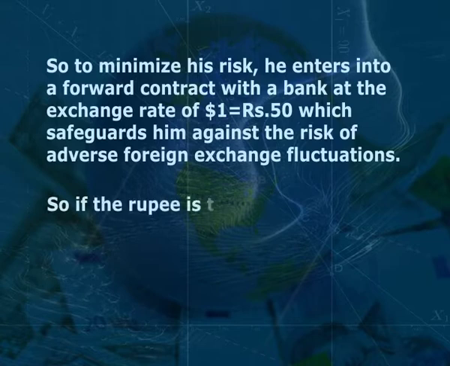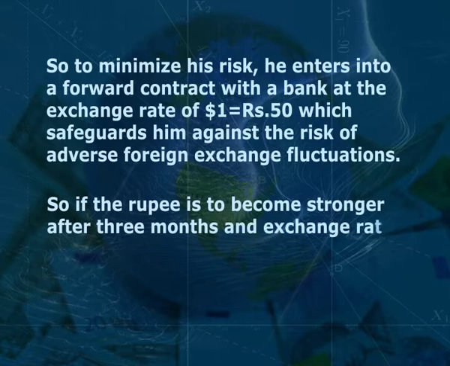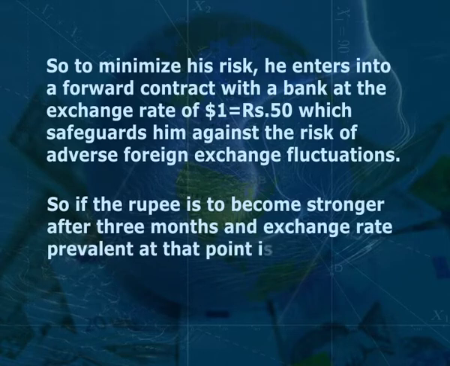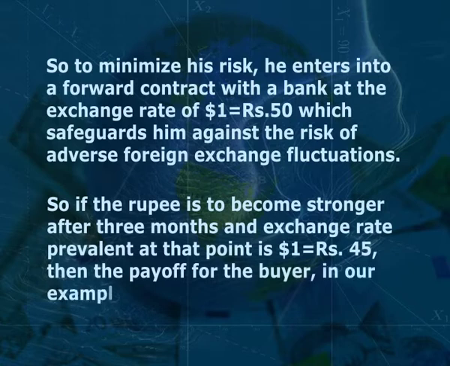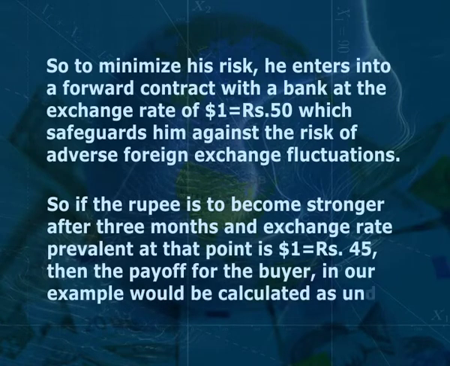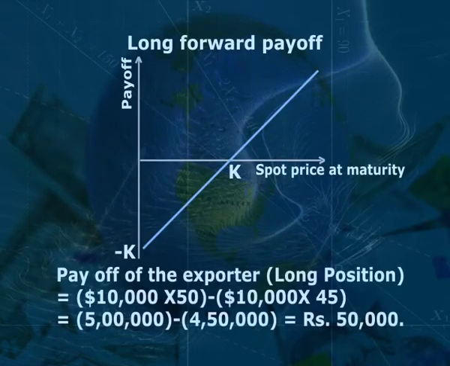So, if the rupee becomes stronger after 3 months and the exchange rate prevalent at that point is $1 equal to rupees 45, then the payoff for the buyer in our example would be calculated as under. Payoff of the exporter, that is the long position, is equal to $10,000 into 50 minus $10,000 into 45, which gives us 5 lakh minus 4 lakh 50,000, a net profit of 50,000.